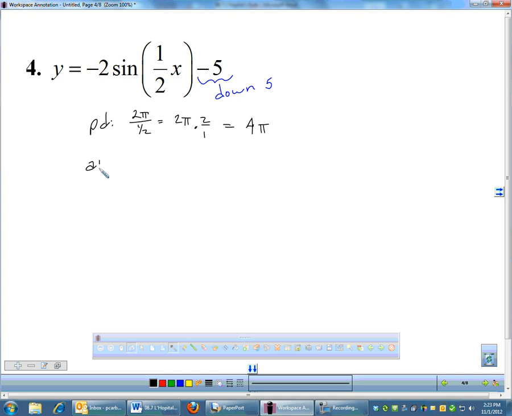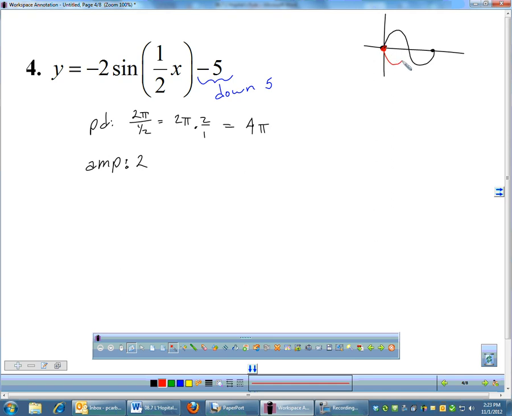And my amplitude is always a positive number. My amplitude is going to be 2. And I know that my graph of sine x normally starts at the origin, goes up, comes down, and does this. But since this is a negative sine x, it's not going to go up. Negative sine x is actually going to start and go down. So this graph is going to start at its original point and then go down because it's a negative sign.